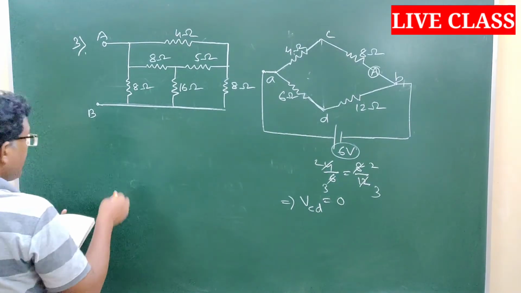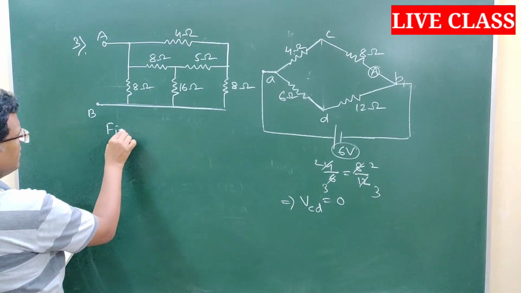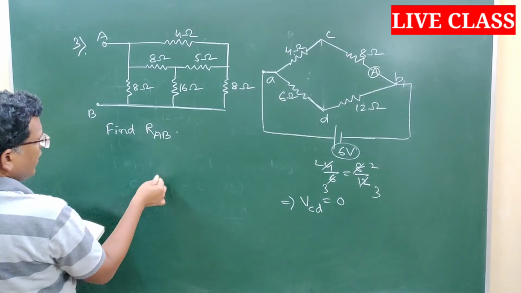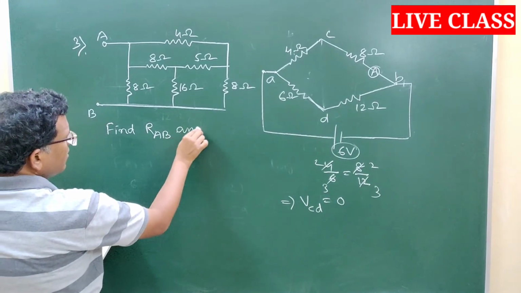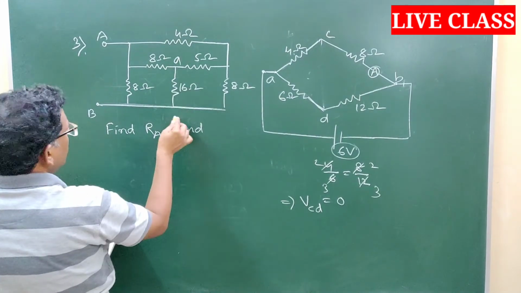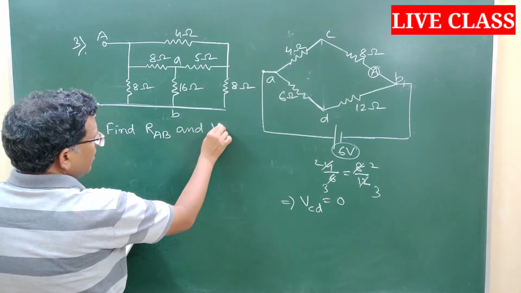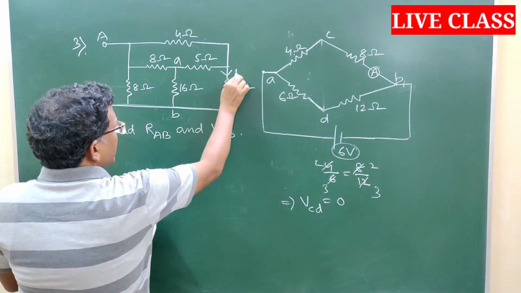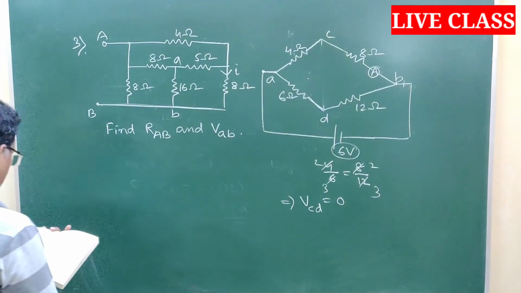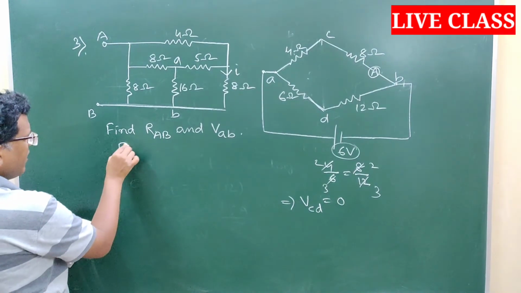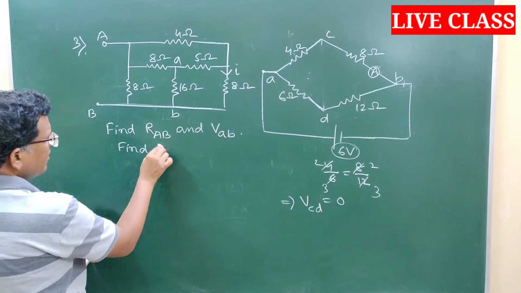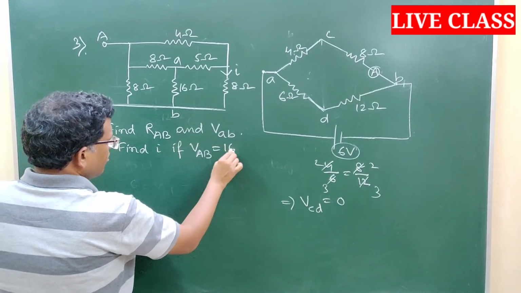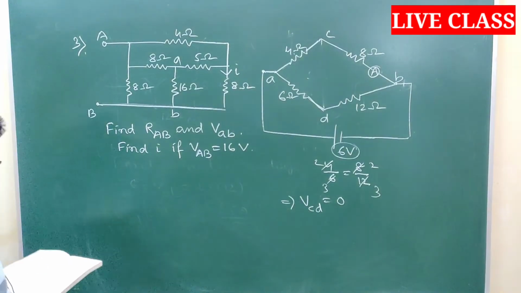First of all you have to find the equivalent resistance, RAB, that is the equivalent resistance between A and B. If I mark these points as A and B, you have to find VAB and also find this current I, if VAB is equal to 16 volt.